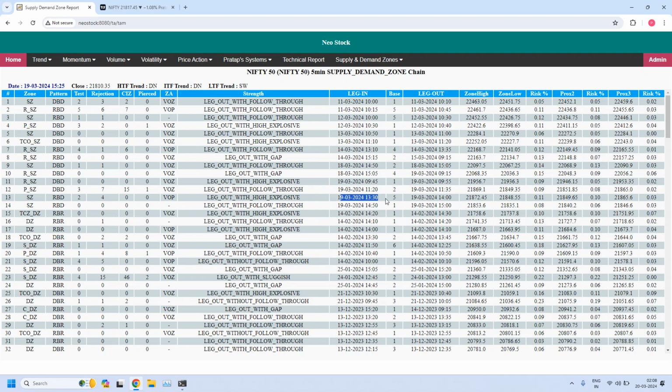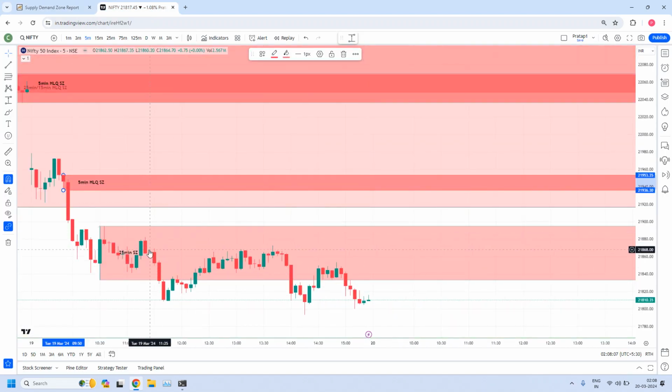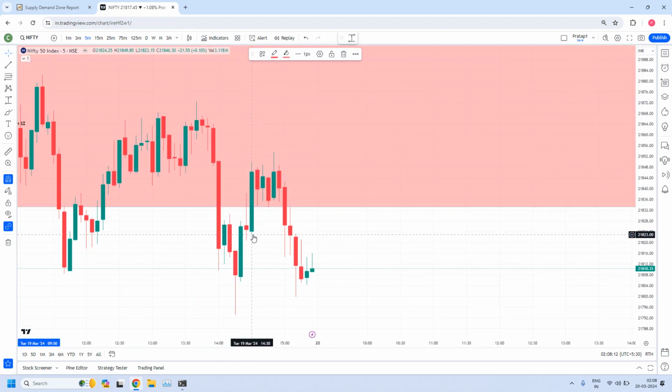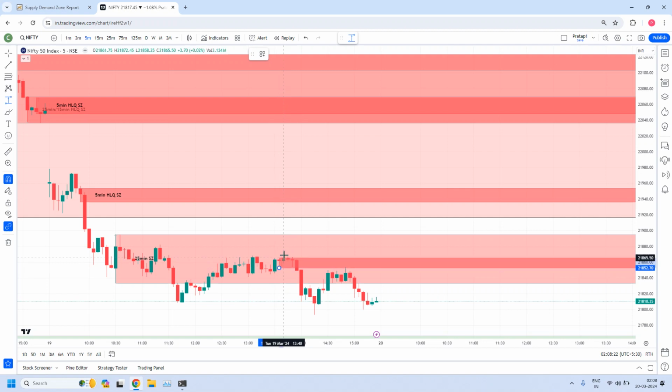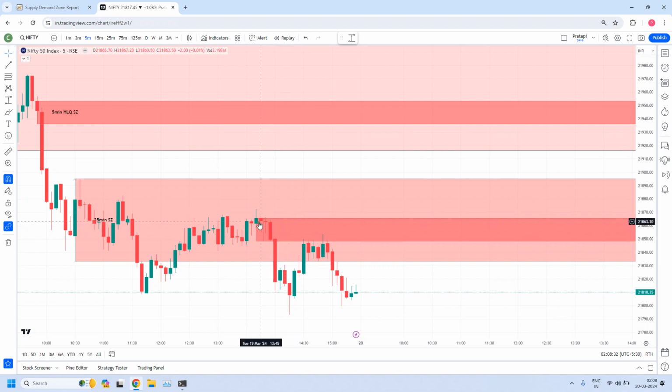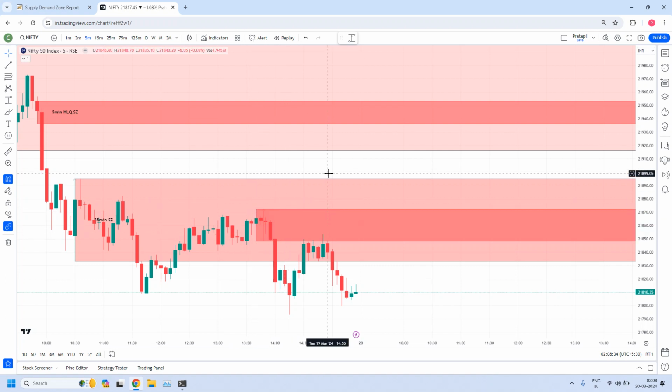It is created today at the 13:30 candle with 5 base candles. 13:30, is it inside this zone? Yes, see here. The reason why I have drawn it is that maybe we may get some clues. See here now, this zone is holding the prices. 1, 2, 3, 4, even this one up to here. So this is the zone.